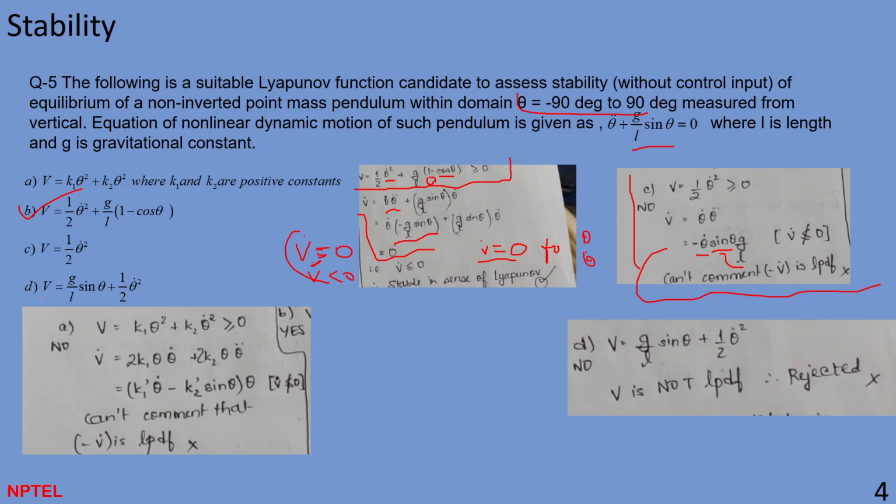Coming to option D, g by L sine theta plus half theta dot square. First we need to see if it is LPDF, which is a positive definite function. We need to check if, for this domain, it is always greater than 0 or not. For theta dot square, whatever you put, it will be positive only. Let's see for this one. Can't really say, because sine theta can be negative or positive in this domain. So you can't really say. Here the answer will be B. So B is your answer.